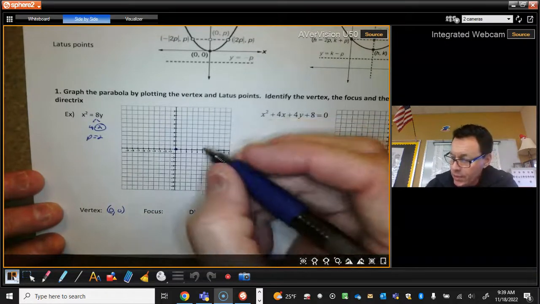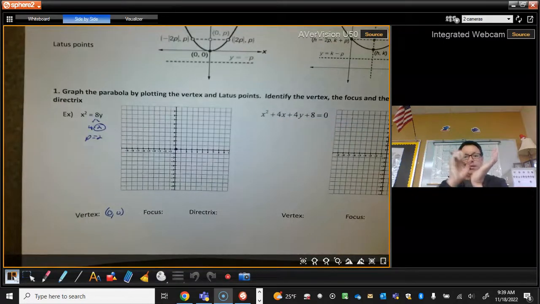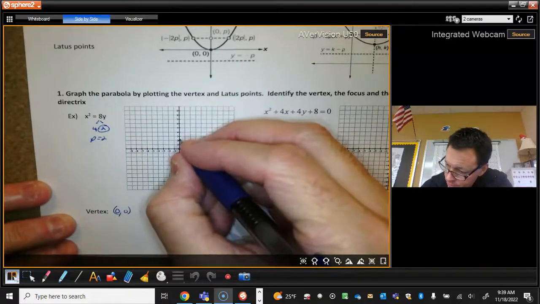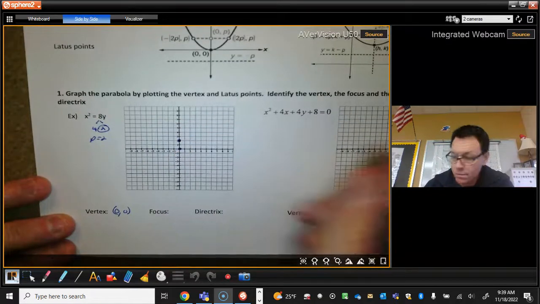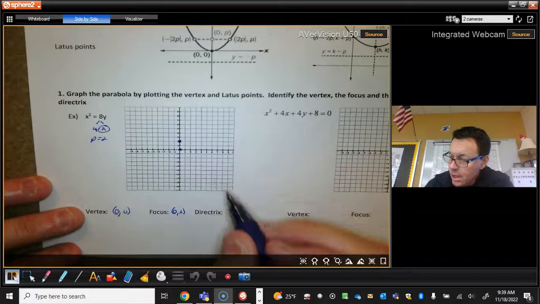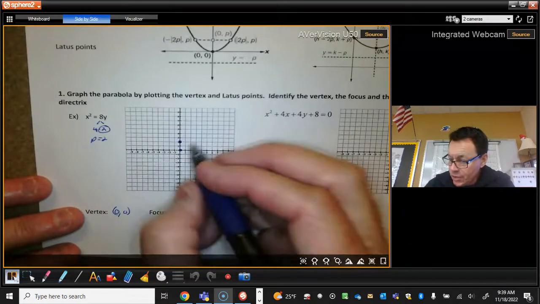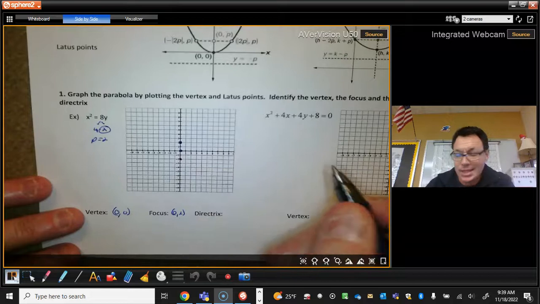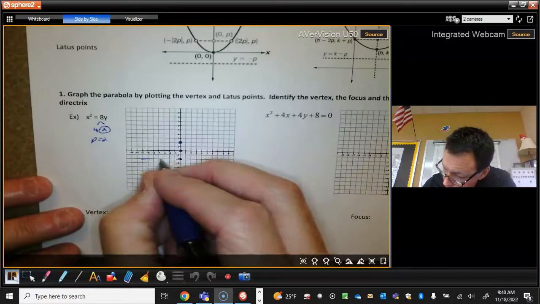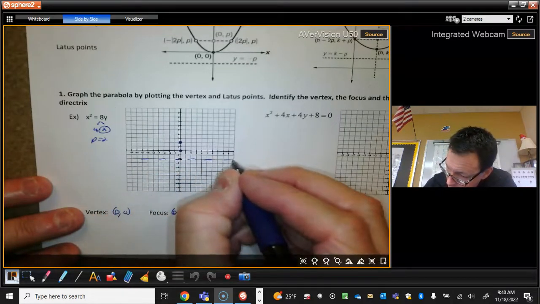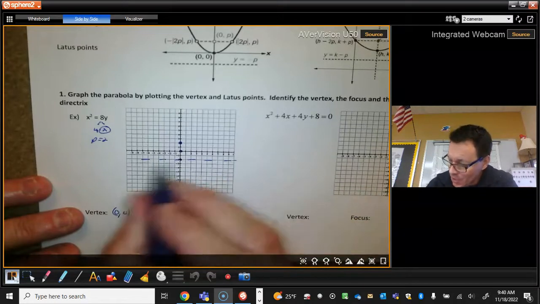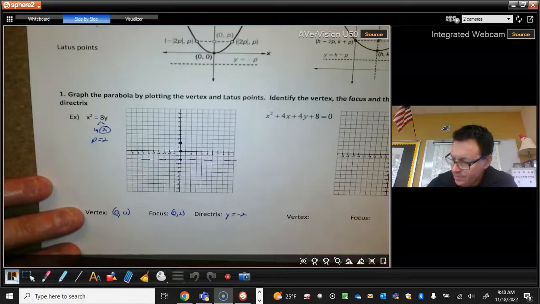And then we are going to find our focus. So that's that point that's inside the parabola. So we're going to go up 2, and that's going to be where our focus is. So our focus is 0, 2 in this case. We also need to go down 2, this is where our directrix is going to be. Now, it's not that point I just drew. It's a line that goes through that point. So our directrix is this line down here. Okay, you could draw a dotted line, you could draw a solid line, I don't care. But this is our directrix, so that's going to be at y equals negative 2.